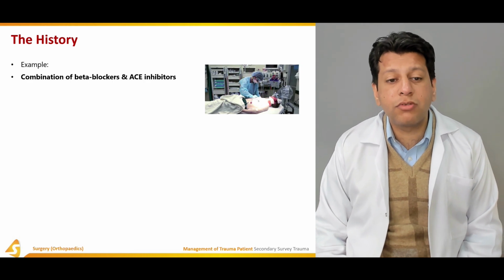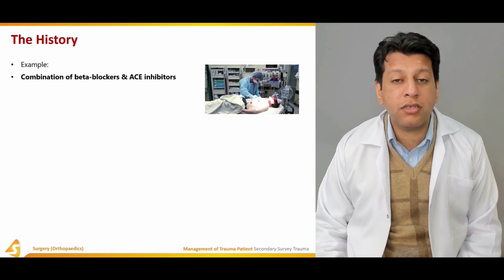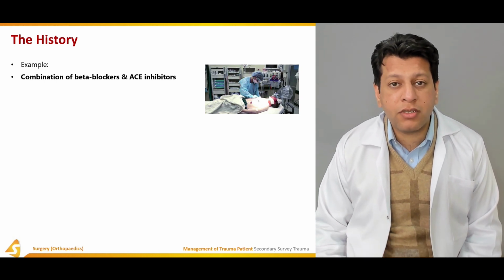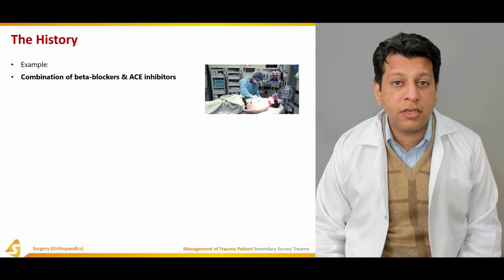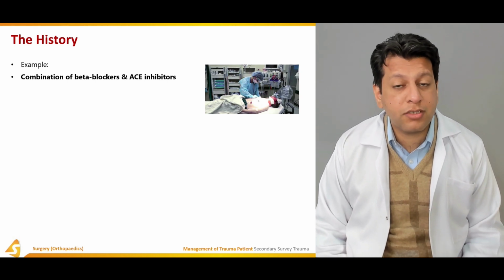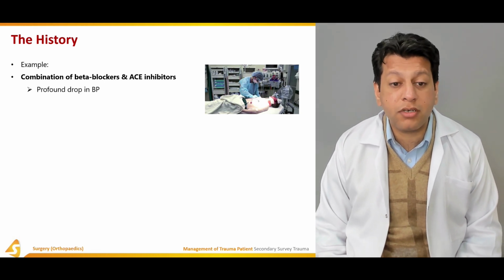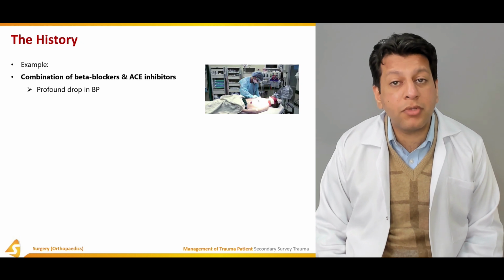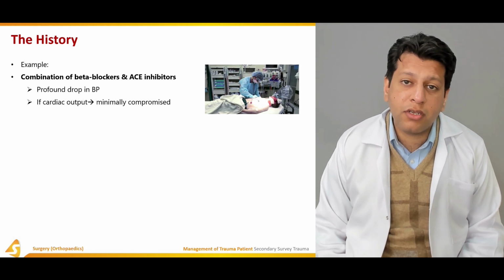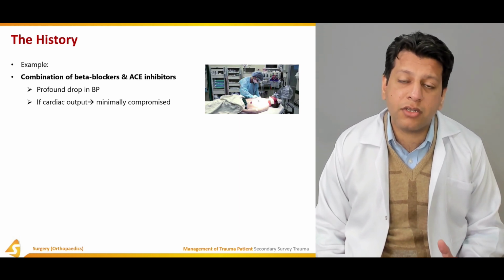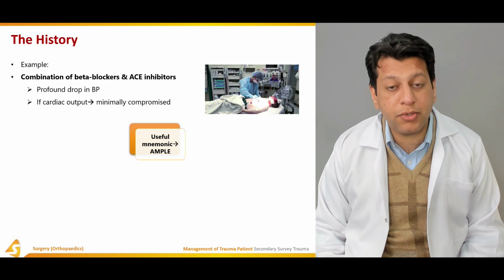The history includes combinations. For example, if the patient is old and using beta blockers and ACE inhibitors as well, the patient may not be in shock, but may be having a bradycardia. So could this patient be taking some drugs? We need to take a detailed drug history. Examples include the combination of beta blockers and ACE inhibitors, which may cause a profound drop in the BP as well. If cardiac output is not compromised, the patient is still in bradycardia, and there is hypotension, it may be due to some kinds of drug which the patient may be using, not due to hemorrhagic shock.